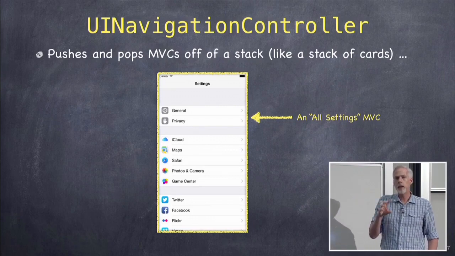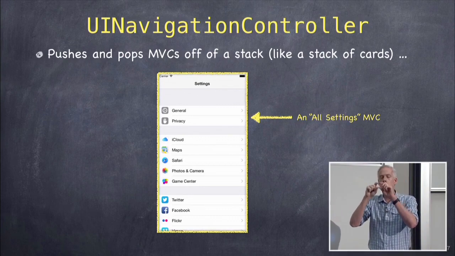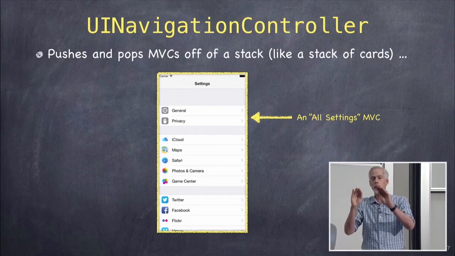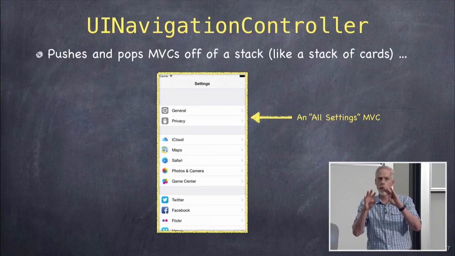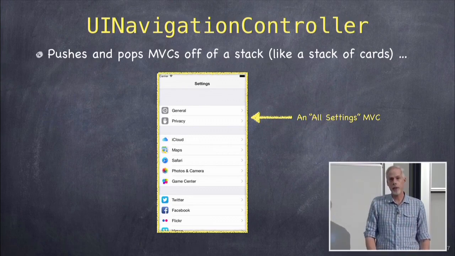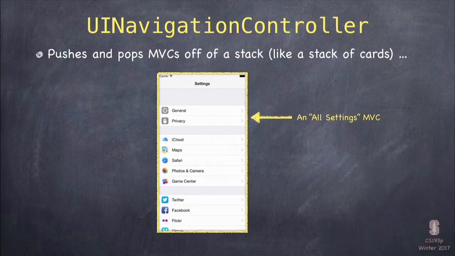Now, in this particular view that you're looking at, see on the top there's a gray bar that says settings in there. The gray bar, which is actually transparent and is showing the all settings MVC behind it, kind of fuzzed out a little bit. That gray bar is drawn by the navigation controller. It and a toolbar on the bottom, which I'll talk about in a second, are the only things that the navigation controller actually draws in its view.